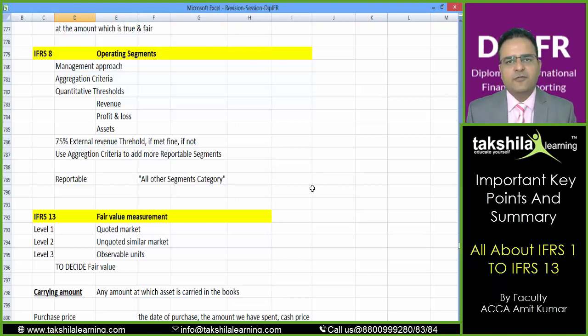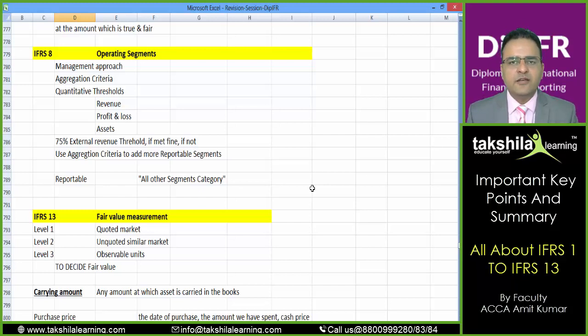We further see if there are any other operating segments which are meeting aggregation criteria. We can club more on the basis of the majority of economic characteristics. Finally, we need to meet the 75% threshold criteria. If the reportable segments represent 75% of the entity's total external revenue, we have been successful in reporting the operating segments. If all the reportable operating segments are reporting more than 75% of the entity's external revenue, we have met the 75% threshold criteria.